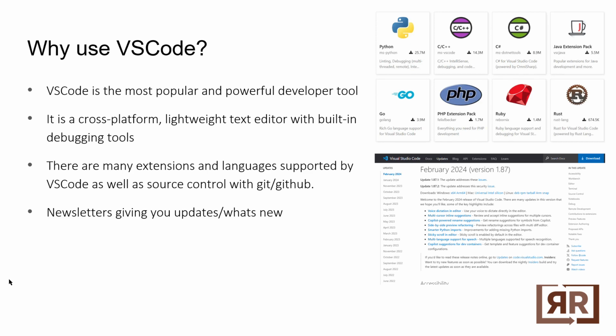Finally, they have a lot of different newsletters that regularly give you updates and talk about what's new. In the most recent version of VS Code, in the bottom right picture, that's February 2024, so only about 2 months ago, a very important and interesting feature that this latest update has added is a more accessible way to program using voice dictation in the editor.